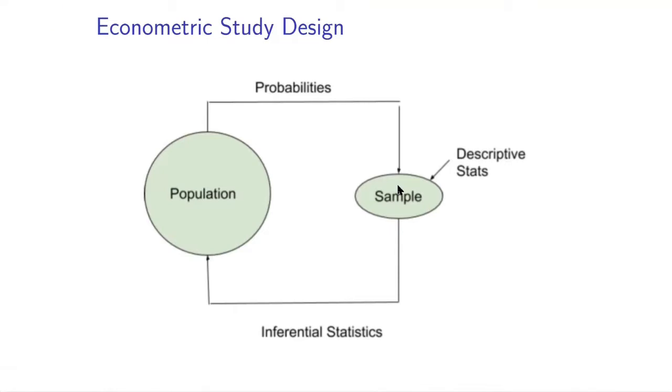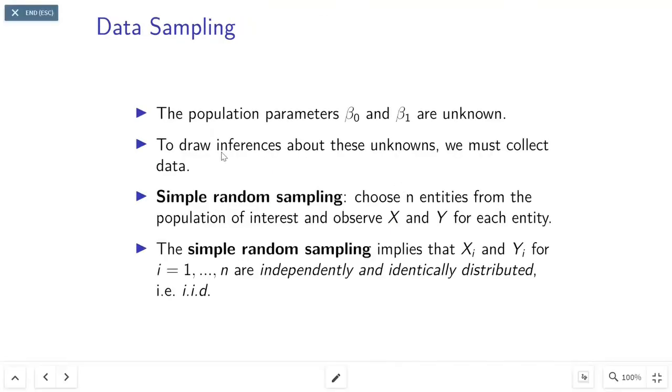The small sample is collected through a procedure called simple random sampling. In order for the simple random sampling to work, the x's and the y's have to be independently and identically distributed, or follow an IID distribution.